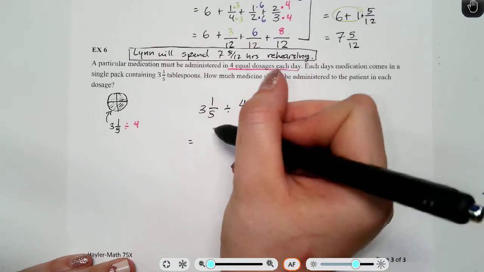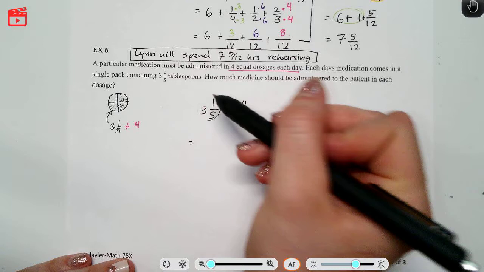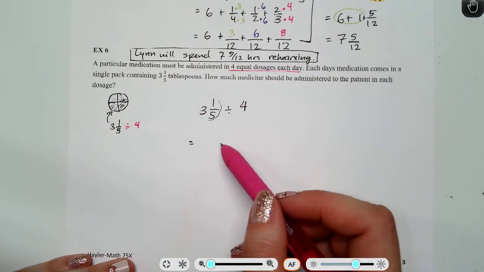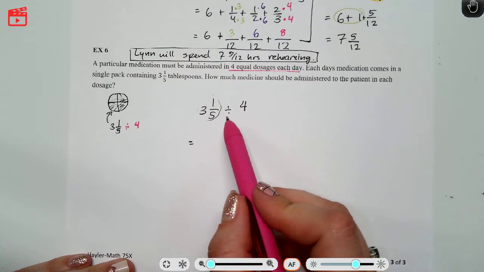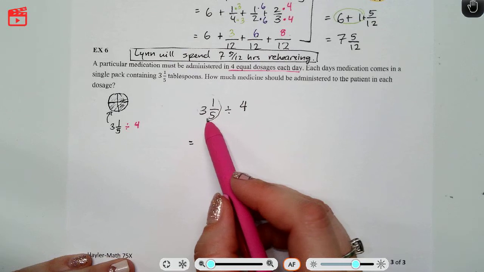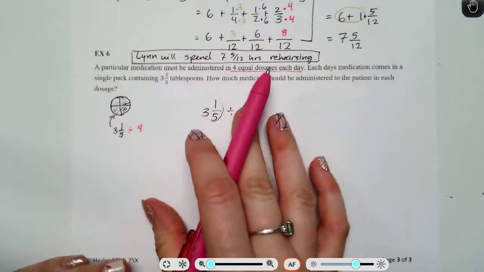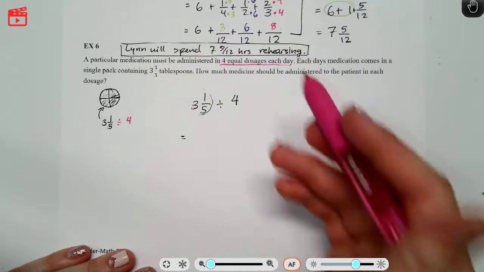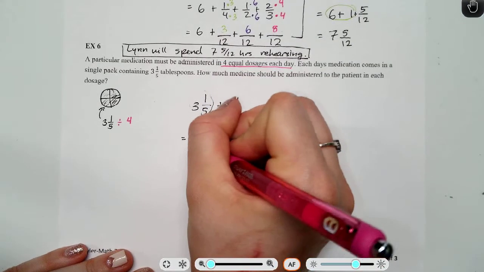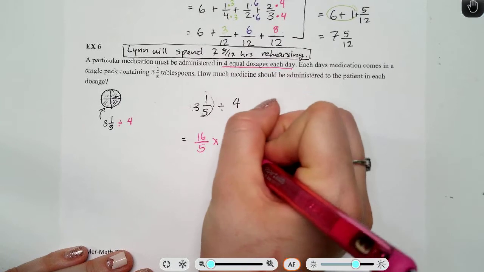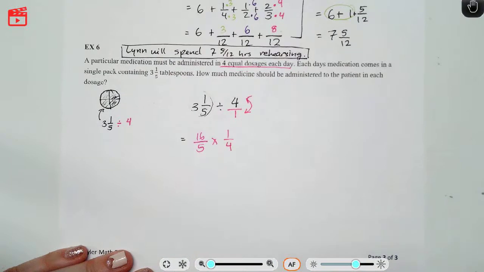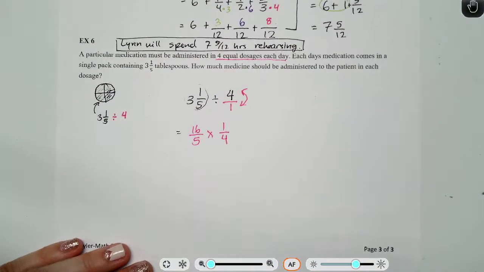Well, remember, we want first to have two fractions, so I'm going to make this into an improper fraction. Okay, so notice with division, multiplication, and also subtraction, you would change this into a mixed number. For addition, we can do the method we did here. Okay, but changing this, we get 16 over 5 times 1 over 4. Because remember, that is a 4 over 1, which we can flip. Okay, the keep, change, flip for division.